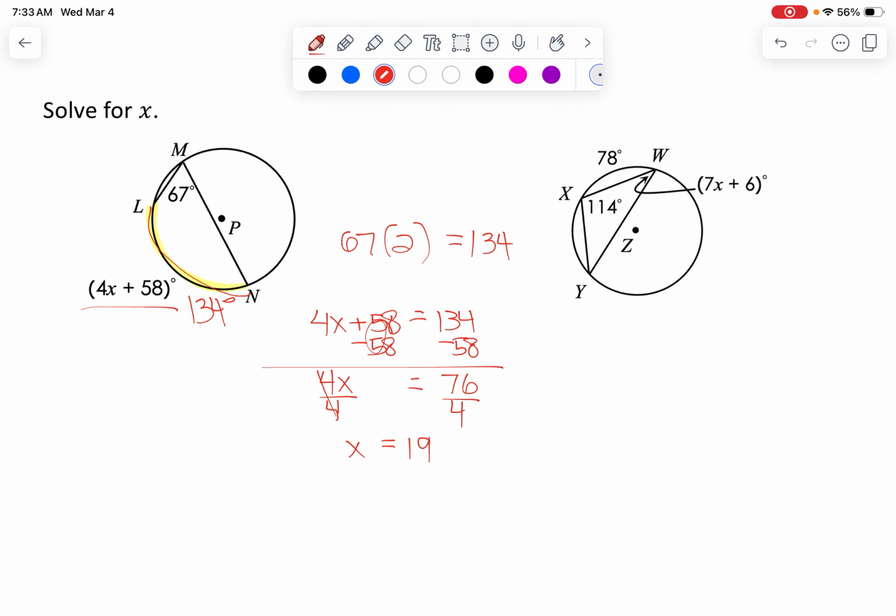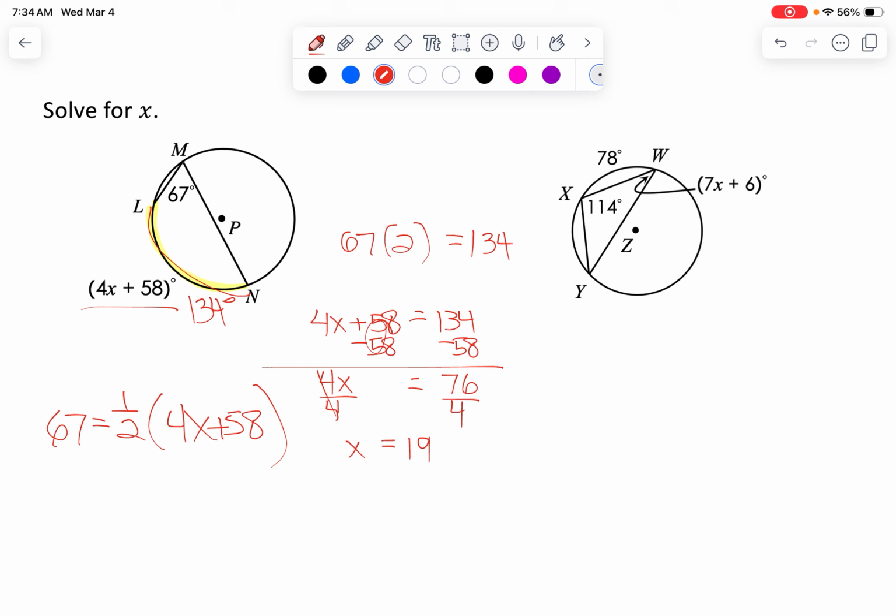Another thing you could have done is gone like 67 equals 1/2 of 4x plus 58, right? Because it's half the arc, and then solve for that. You would get the same answer. Okay, next one. So this one we're solving for x as well, but it looks like we're going to have a little extra to maybe do on this problem.